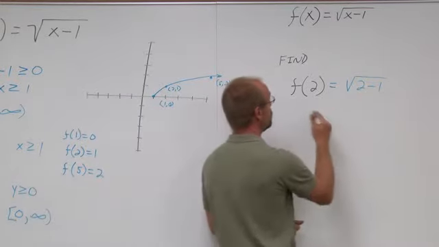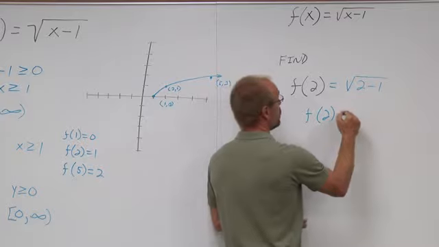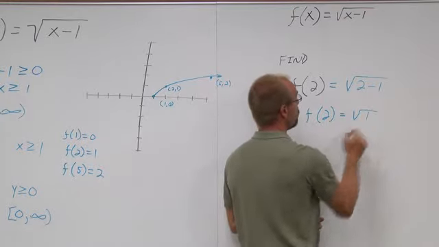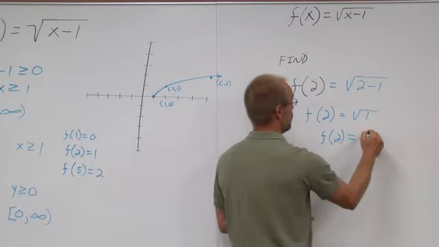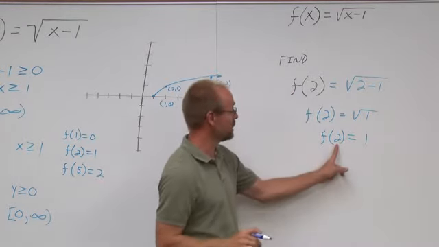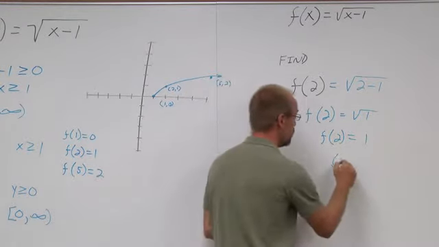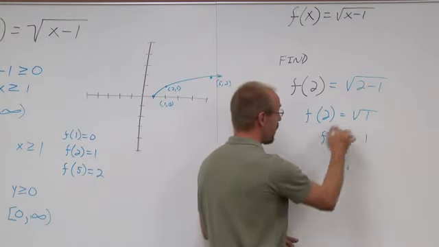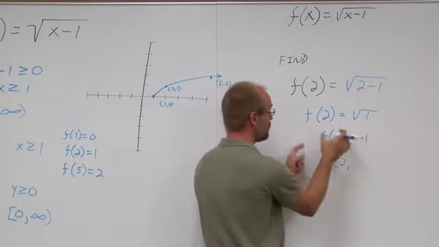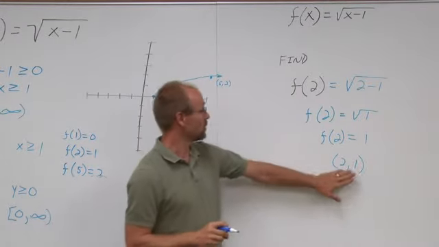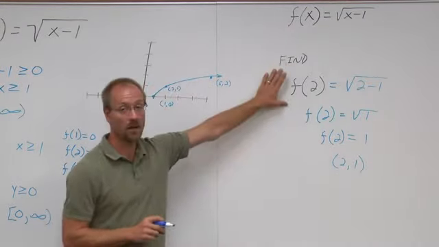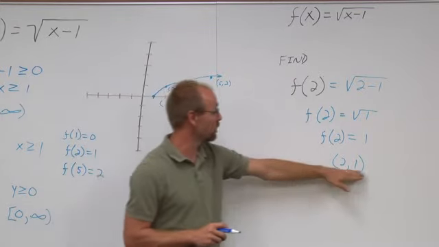So the square root of 2 minus 1 is the square root of 1. 2 minus 1. And the square root of 1 is 1. So when I plug in a value of 2 for x, I got a y value. This whole thing is y. f of 2 is 1. So you're going to have to recall how to deal with function notation and work through it.